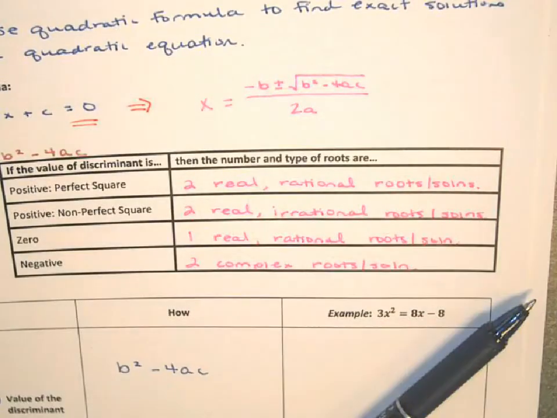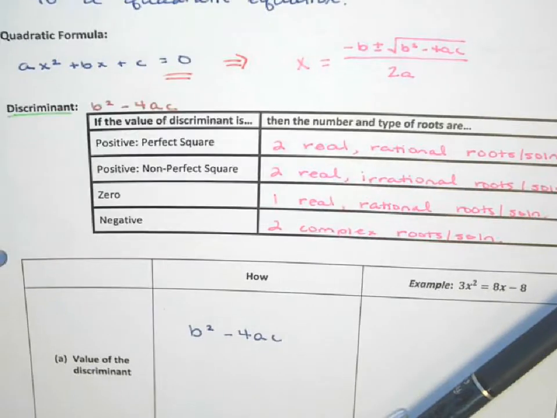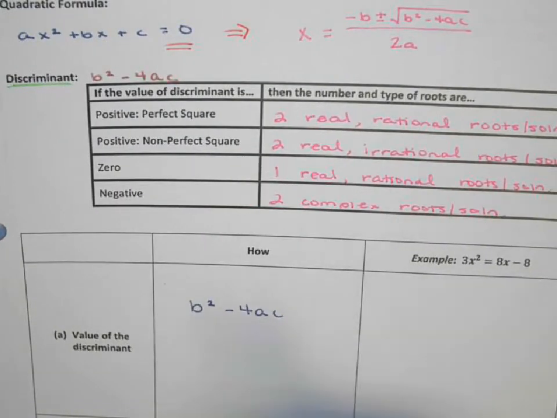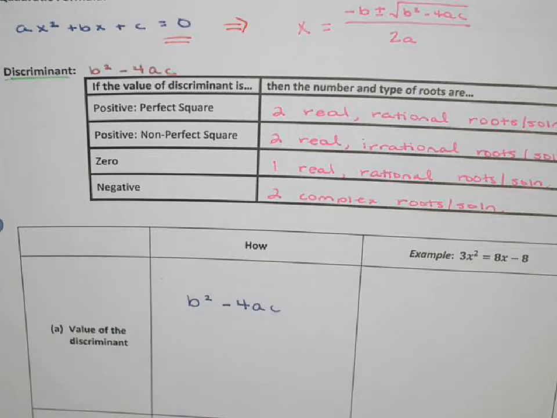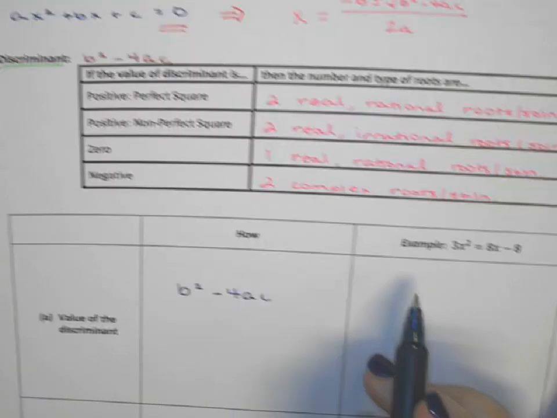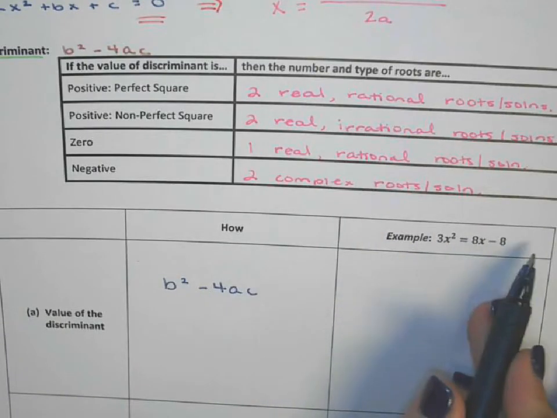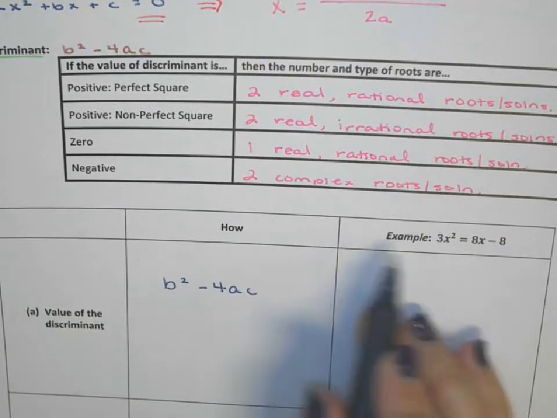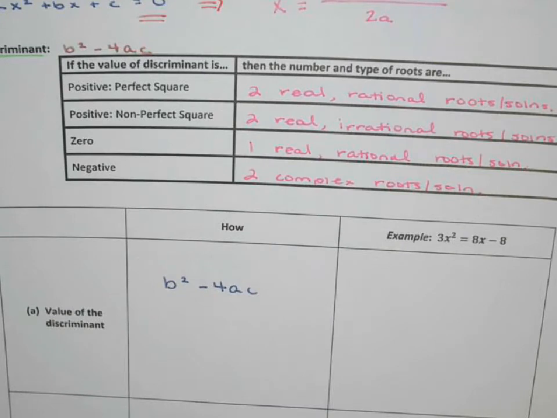Okay, so what we're going to do is use this b squared minus 4ac and find the value of the discriminant. Now, you're looking at this example over here. You cannot see an a, b, and c value because it's not in the form of ax squared plus bx plus c equals 0.